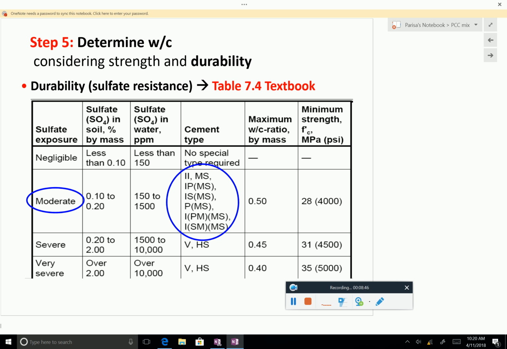And then you see that basically for a moderate exposure that we have here, you can have a maximum 0.5. Now my question is, put everything together and design your water to cement ratio. Now we have a value for strength, we got a value for corrosion, we got a value for sulfate. What do you choose then? Work on this on your own with your neighbors, look back at the problem.